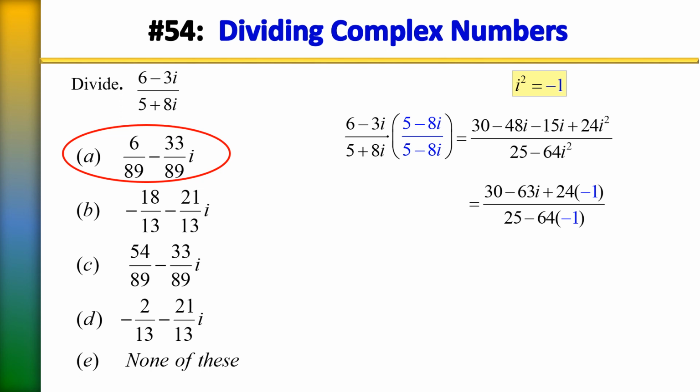Continue simplifying. So on top, we need to go ahead and combine the real numbers there. We have 30 and negative 24. That's going to give us 6 minus 63i over 89.